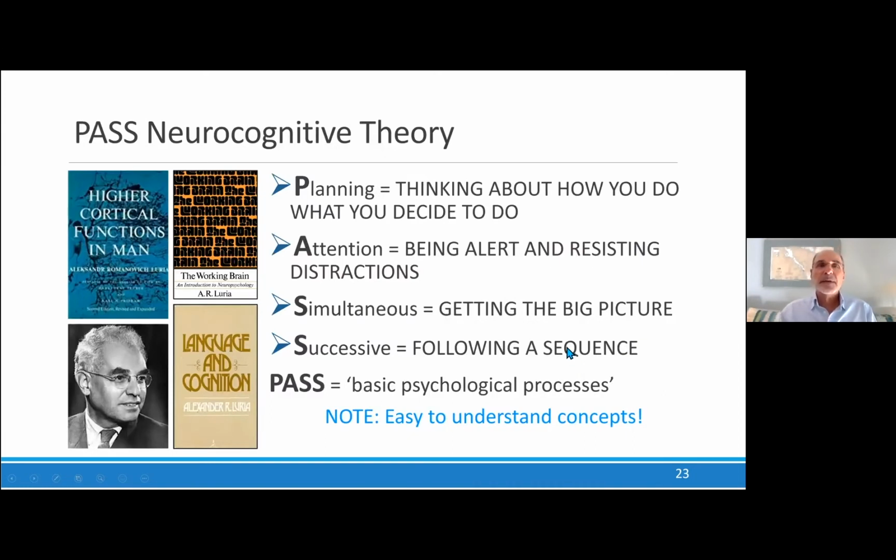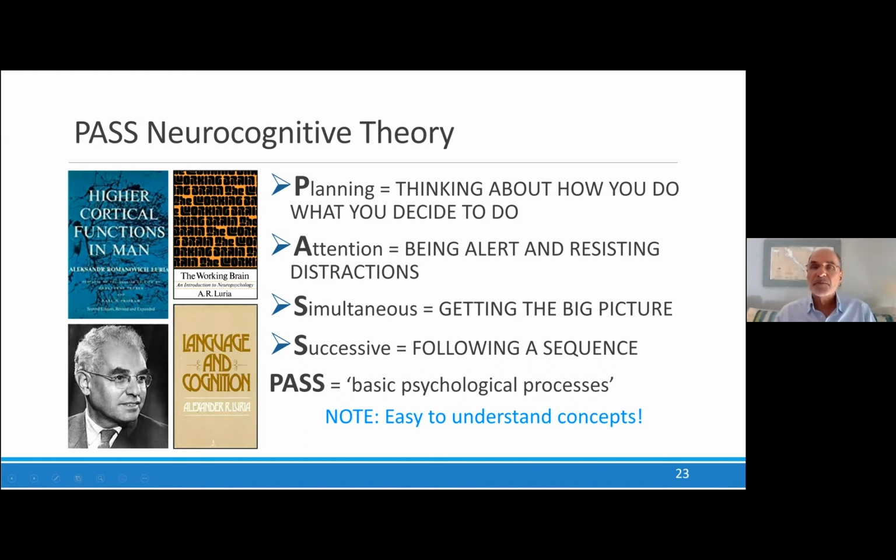So let me tell you about the PASS neurocognitive theory. Sounds sophisticated, neurocognitive theory, but look at the definitions. Planning is the first part of the PASS theory, thinking about how you do what you decide to do. Attention, being alert and resisting distractions. Simultaneous, getting the big picture. Successive processing, following a sequence. PASS equals basic psychological processes as described in the IDEA law.